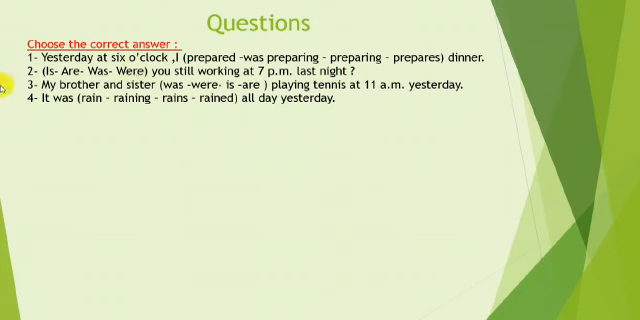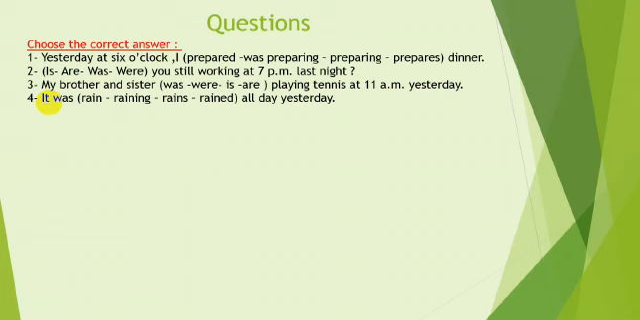Okay, great, primary 5. Let's go to number 3. My brother and sister, and pay attention. Brother and sister, there are 2 people here. Was or were or is or are playing tennis at 11 a.m. yesterday? Brother and sister. It's going to be what? They're like they. Excellent. Were. Good job. Now let us go to number 4.